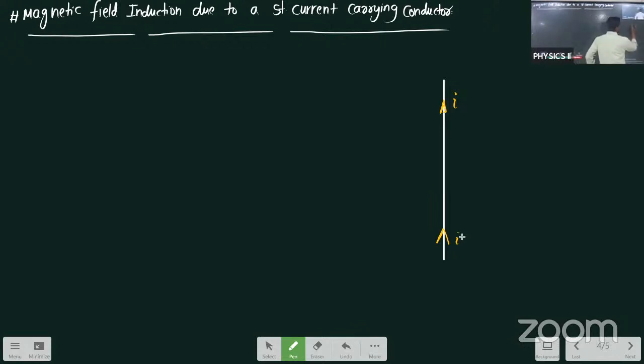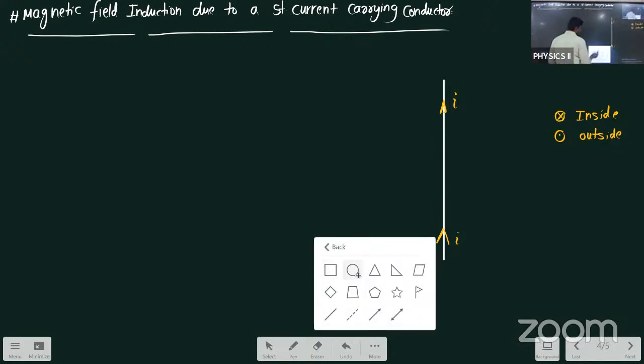And yesterday we further discussed that we'll be using the cross symbol whenever the magnetic field is going inside. And we will be using the dot symbol whenever the magnetic field is coming outside. Now see here, due to a straight current carrying conductor, the magnetic field will be created around the current carrying conductor, something like this.